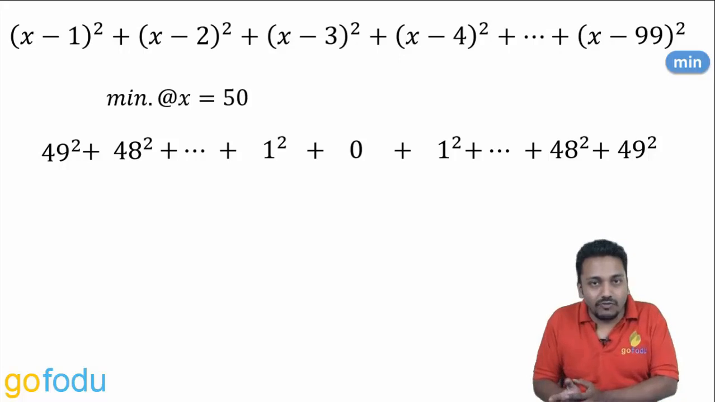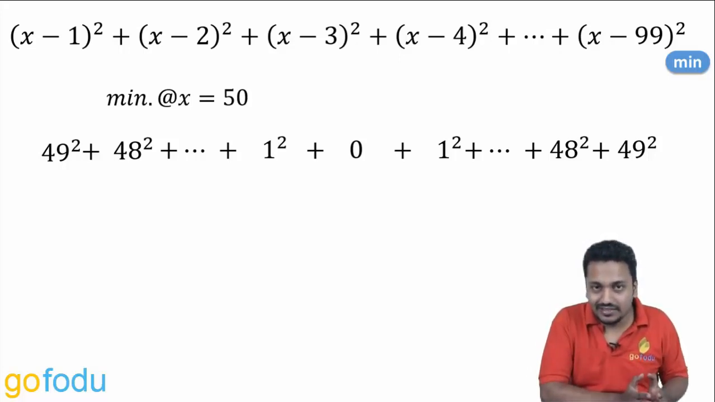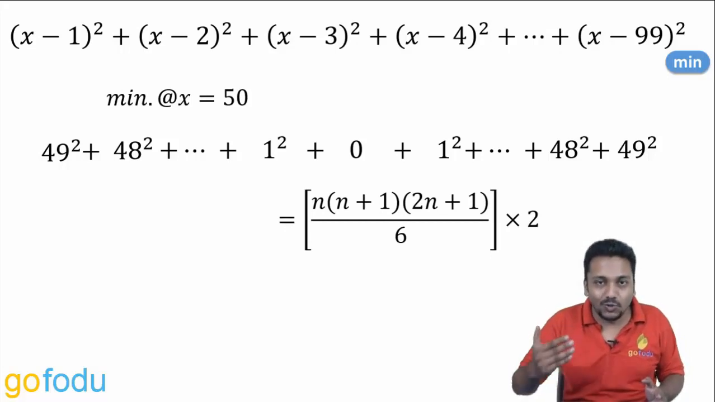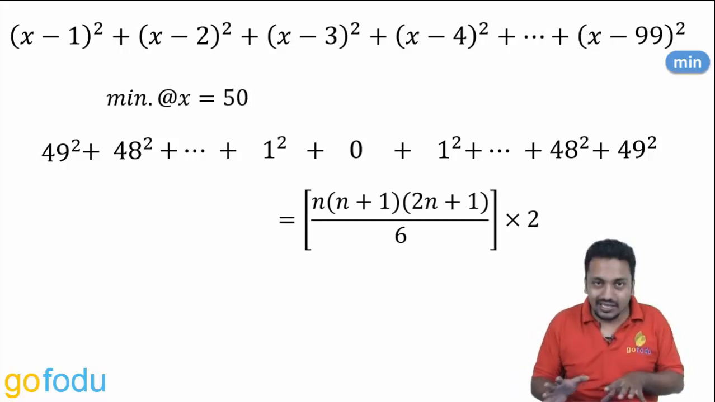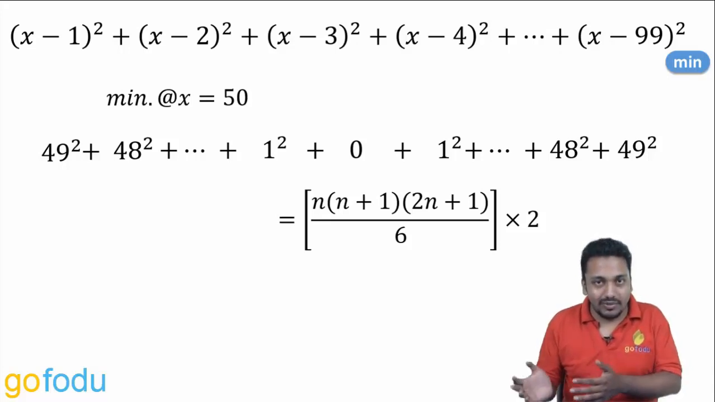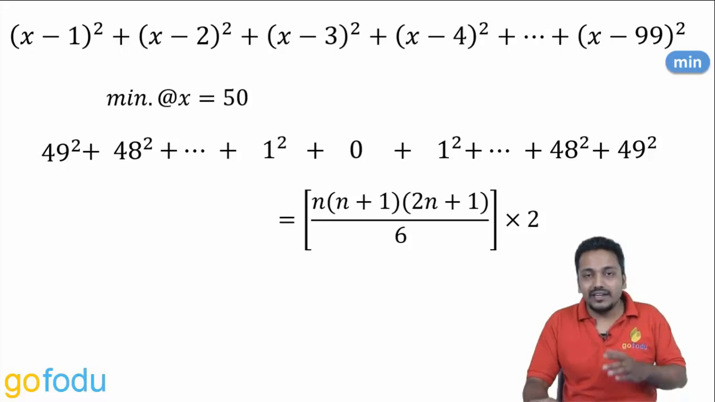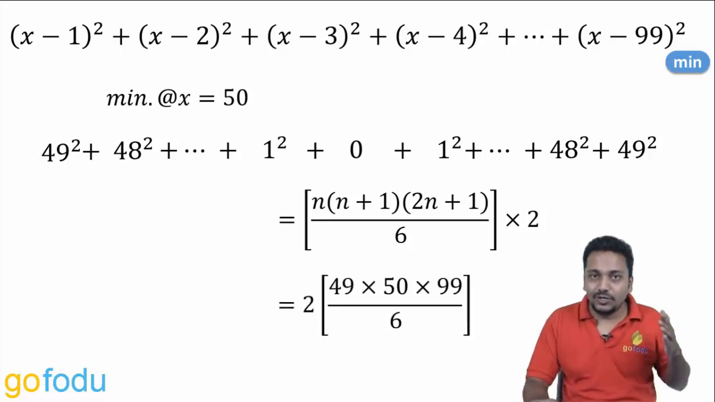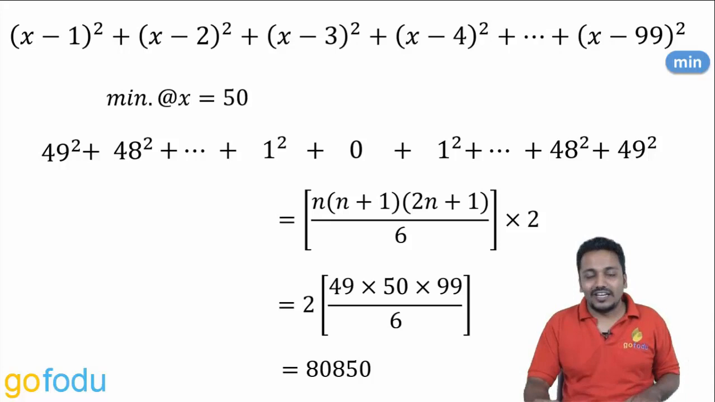And we'll use the formula for summation of squares of n natural numbers. That is n into n plus 1 into 2n plus 1 upon 6. Again, this sum is to be done twice. So we have multiplied it by 2. And the final answer will be 2 into 49 into 50 into 99 upon 6. And solve this, and this will give you 80850 as the final answer.